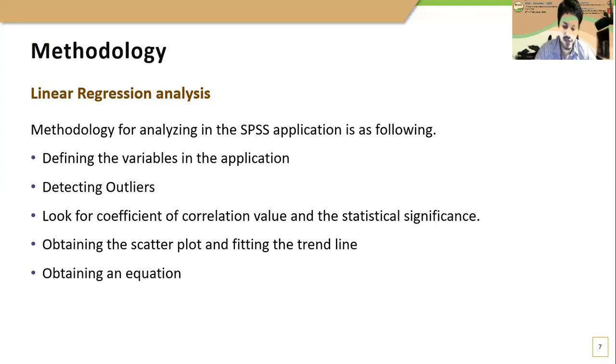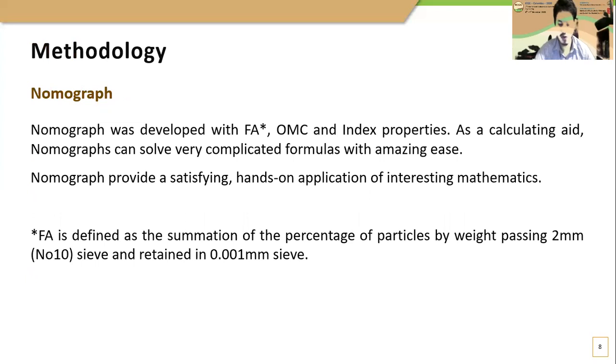Firstly, the variables were defined and the outliers were detected, and the coefficient of correlation and the statistical significance were checked for each obtained equation. And the nomograph was developed to determine the optimum moisture content with the help of the parameter Fa and the plastic limit. The parameter Fa is defined specifically for this study as the summation of the percentages of particles by weight passing 2 millimeters and retained in 0.001 millimeters.